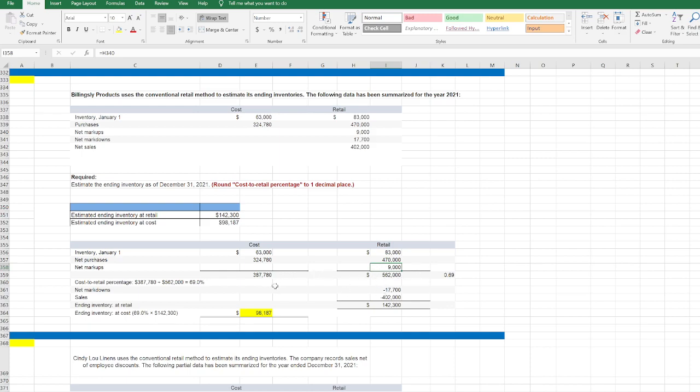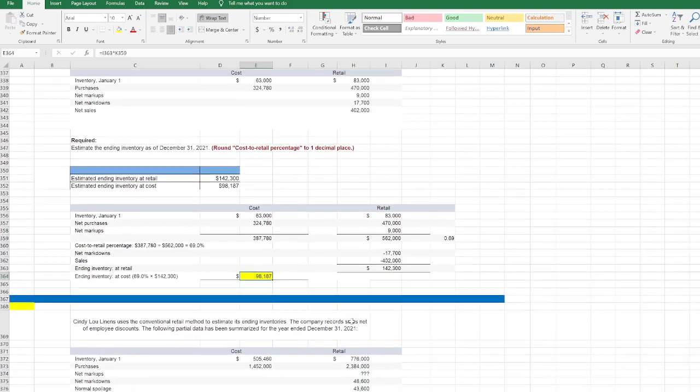And I'm going to take the 387,780 divided by the 562, and that gives me a cost to retail percentage of 69%. Okay? Then I subtract the markdown, subtract the sales, and that's going to give me an ending inventory at retail of 142,300 times 69%, and that gets me 98,187. So 142,300 times the 69% gets me 98,187. All right.